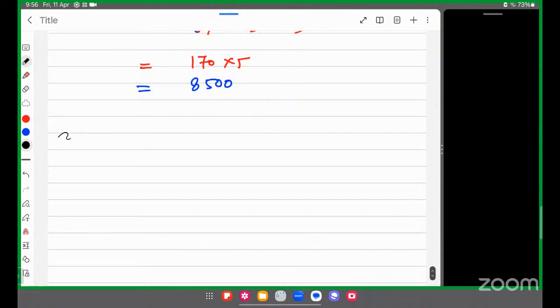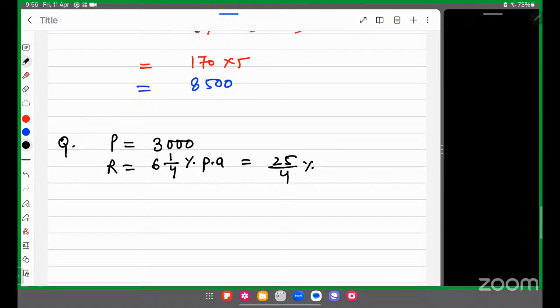Interesting question. Next one is: find the simple interest on principal amount 3000 at rate 6 and 1 by 4% per annum. Let me write it as small p because capital P is different for me. Per annum. So this will be how much? 6 into 4, 25 by 4, I think. 25 by 4% per annum. Per annum again. It must be small p.